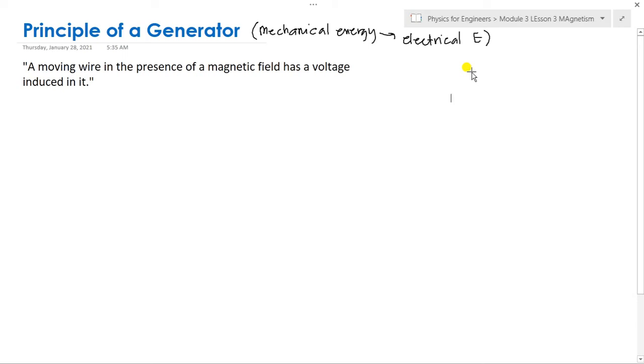So what is the principle behind this? Well, the principle of a generator starts with a conductor. It starts with this phrase that I put here: a moving wire in the presence of a magnetic field has a voltage induced in it. Earlier in our motor, it was a current carrying wire, whereas here there is no current. Why? Because in a generator, converting mechanical to electrical, there is no current involved.